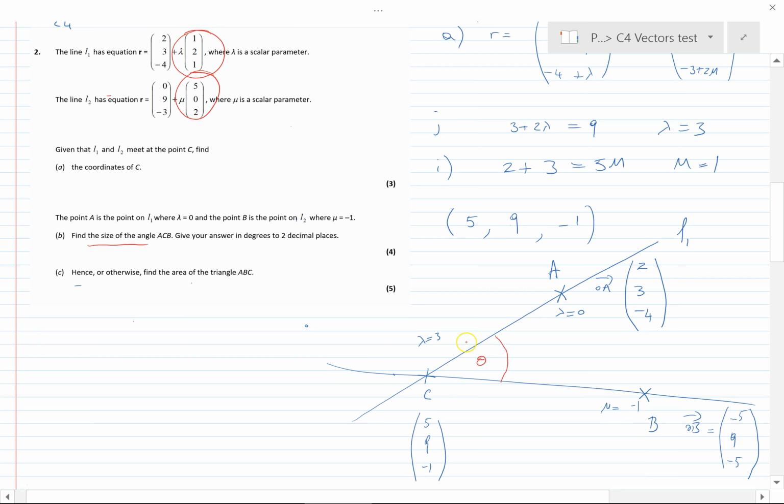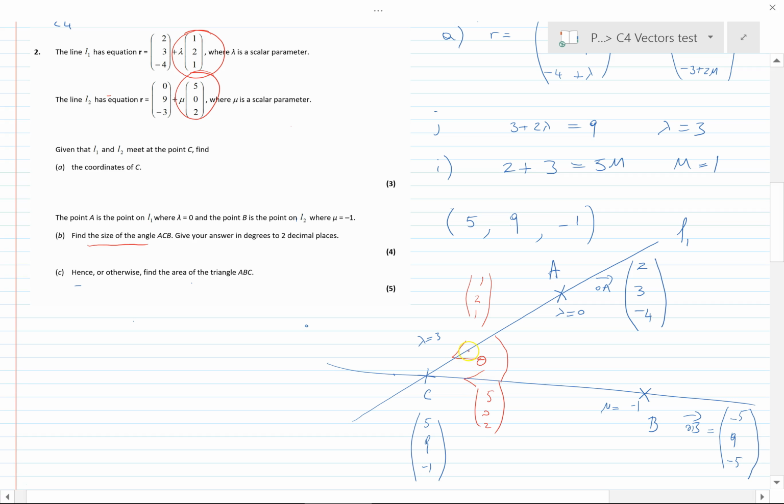So long as we make sure the direction vectors are going the right way, this vector here, because it's going 0 to 3, that vector there is 1, 2, 1. And similarly, as mu increases, that vector there is 5, 0, 2.